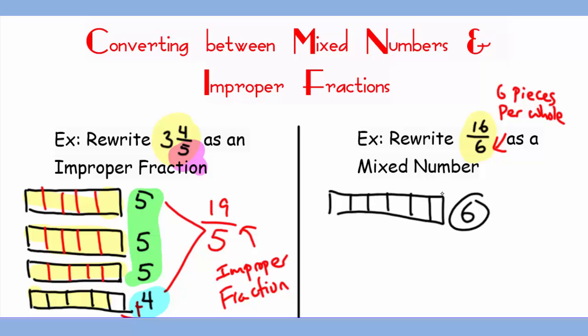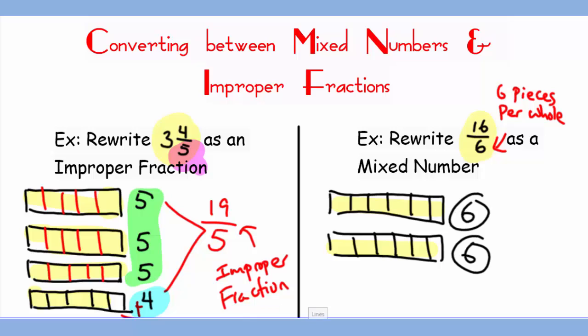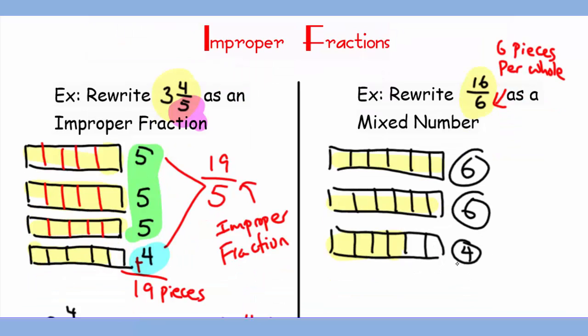This is 6 pieces right here. Another whole. We'll make another 6 pieces. That's already 12 pieces. And from the 16, we only have 4 pieces left. So you draw another picture, but you can't shade in everything because you only have 4 more pieces to make up the 16. And that makes 4 pieces right here. And that should total up to 16 from the numerator.